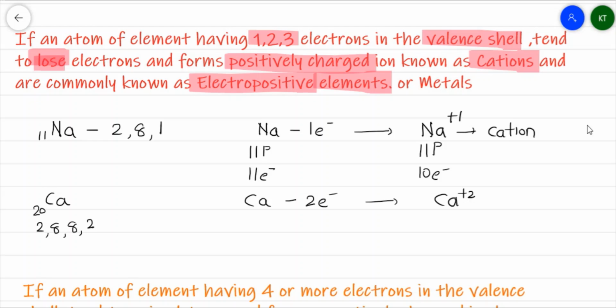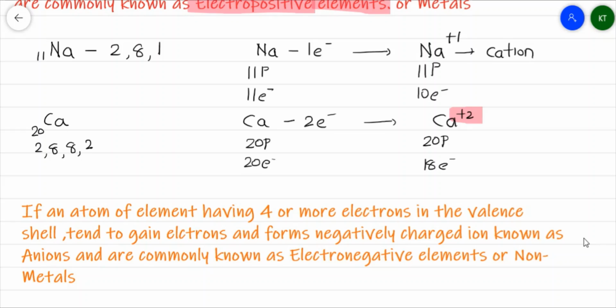Just look at here. Calcium has got atomic number 20, so it has got 20 protons and 20 electrons. So it's neutral. But when it loses 2 electrons, I'm having here 20 protons and 18 electrons. So the number of positive charges is more. On account of that, calcium acquires plus 2 charge. So here I am having calcium with plus 2 charge. That's why these elements we call metals, and they normally show a tendency to lose electrons.